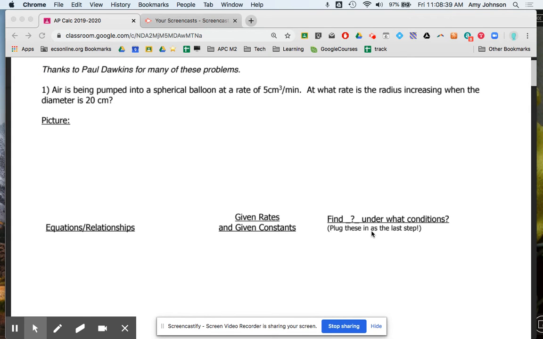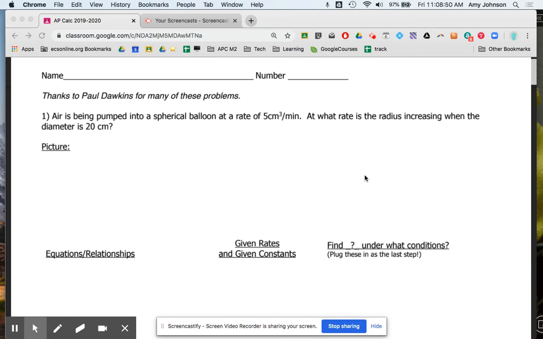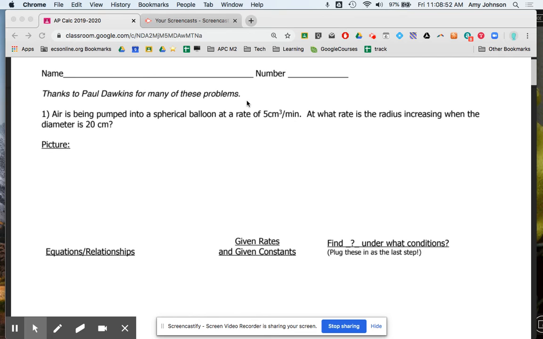Hi, this is the AP Calculus lesson from, I think, April 10th. What I'm doing here is going over some related rates problems, which is something that we have skipped in the past. This is from the April 8th posting, and it's called Related Rates Worksheet.